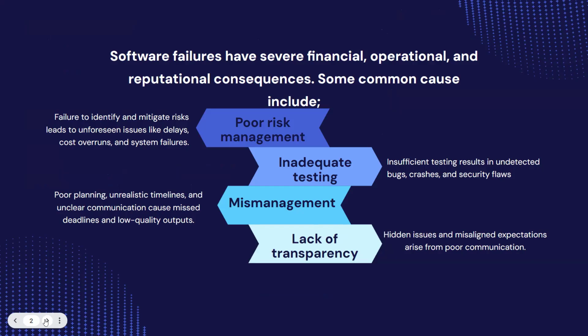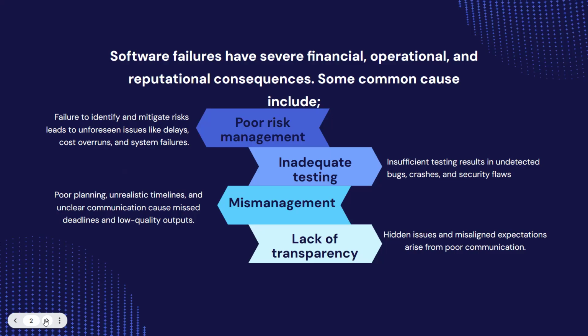Inadequate testing. Lack of thorough testing results in bugs, security vulnerabilities, and performance failures. Mismanagement. Poor planning and unrealistic timelines cause missed deadlines and low quality software. The fourth is lack of transparency. Hidden issues and poor communication lead to misaligned expectations and project failures.